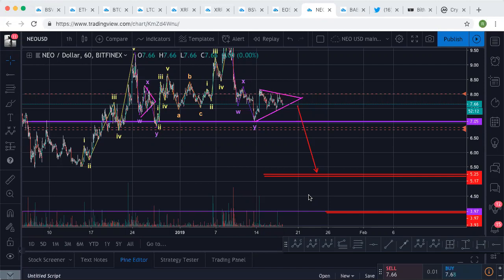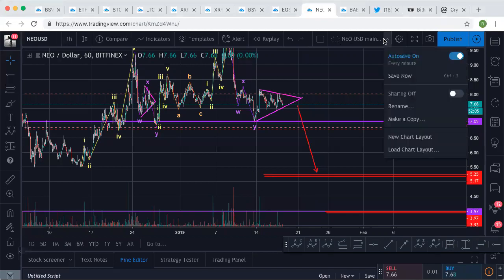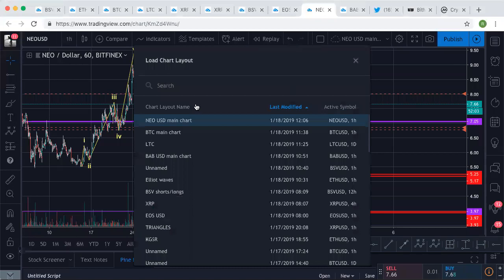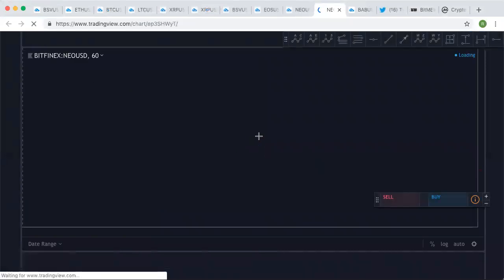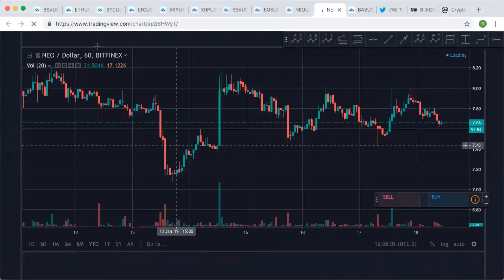I am going to just quickly show you how I've gotten this result here from Neo. I'm going to do a proper analysis for you guys just to show you what I do when I do these longer term analysis here. So let me just open up a clean chart so I can start from zero.